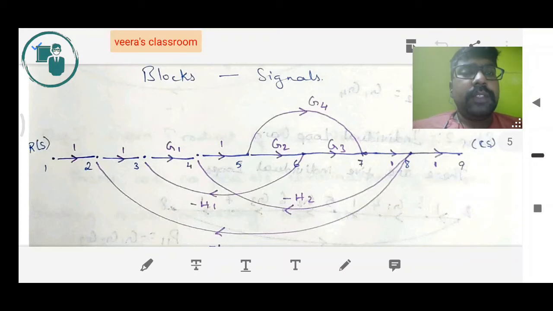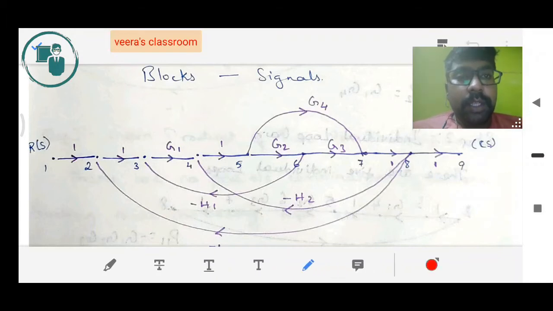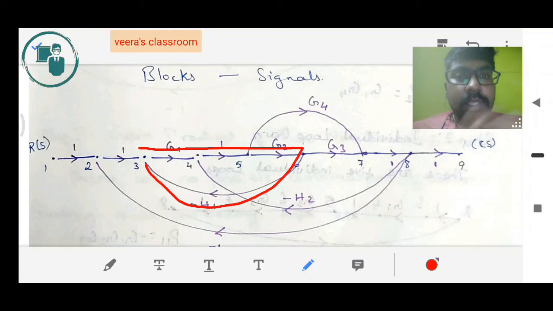So we have 3 feedback terms here, minus H1, minus H2 and minus 1, all flowing in reverse direction. So we will definitely have more than 3 feedback individual loop gains. So we will start with 1 by 1. The first one starts from 3, goes to 4, 5, 6 and comes back to 3. This is individual loop gain number 1.